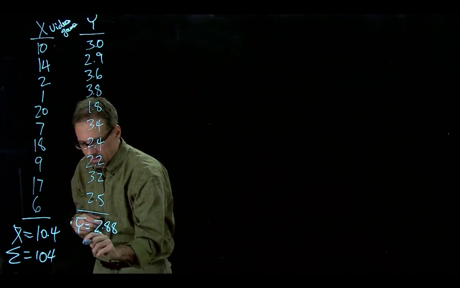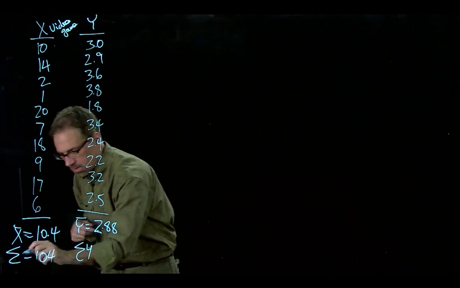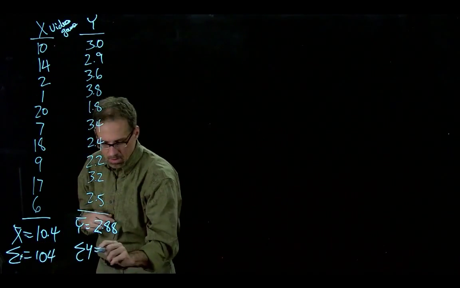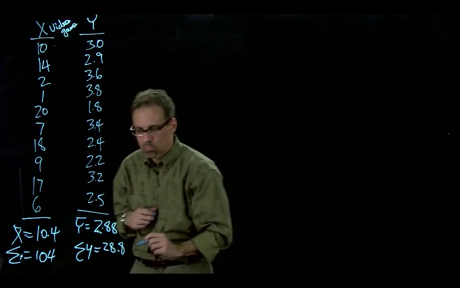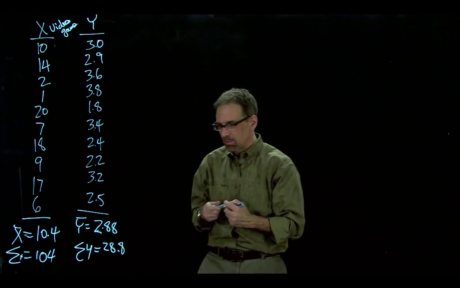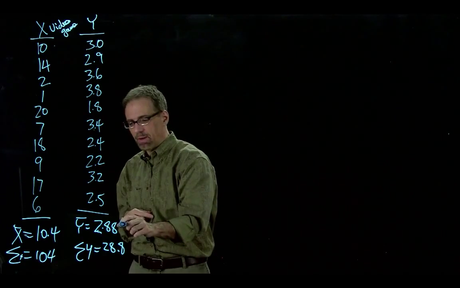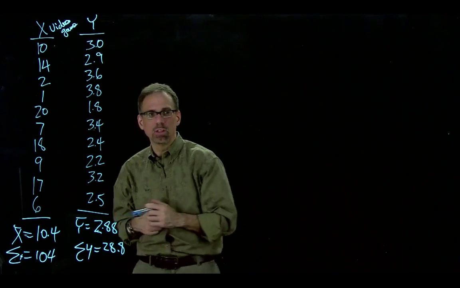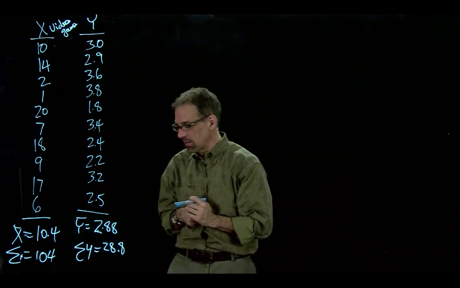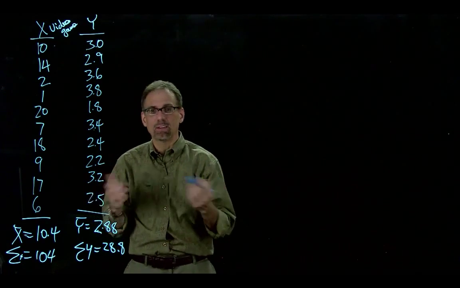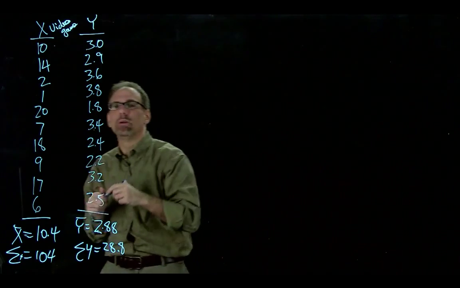And again, since I have 10 cases, the sum was just 28.8. All right, so now we've got something to compare them to. Where are they varying from? We're going to use the mean. To find out how they vary, all I need to do is subtract. I'll figure out how far away from their mean they are.